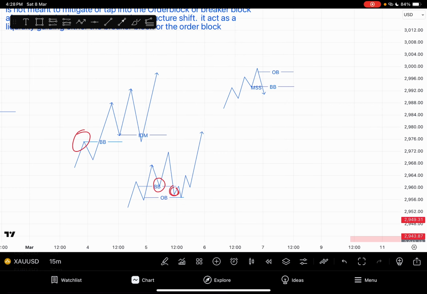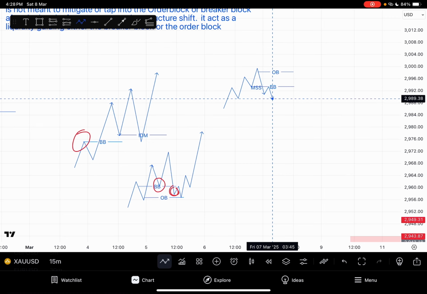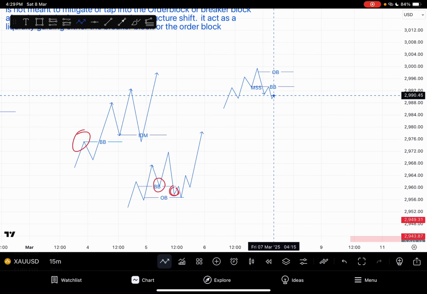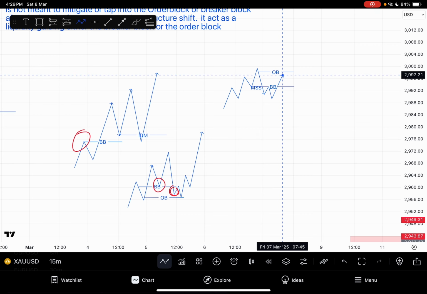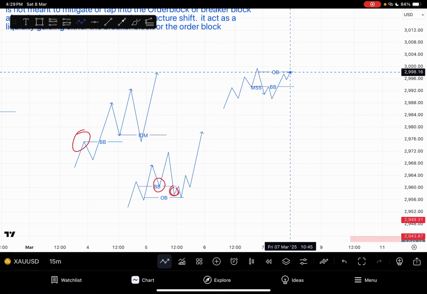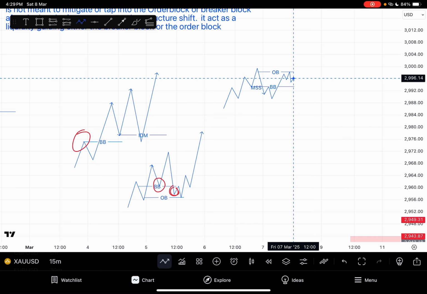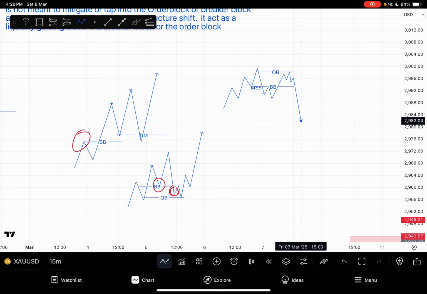So now we expect price to use the breaker block first, then distribute to the downside, coming back again. Then you see something like this. Before price taps into the order block, you see rejection. Then you see price reverse back, mitigating the order block, creating another market structure shift at this point, retesting before final distribution.